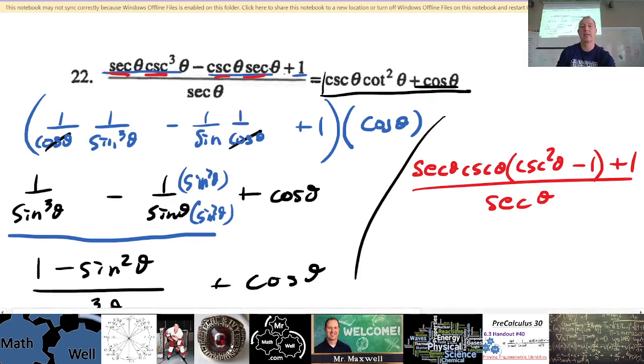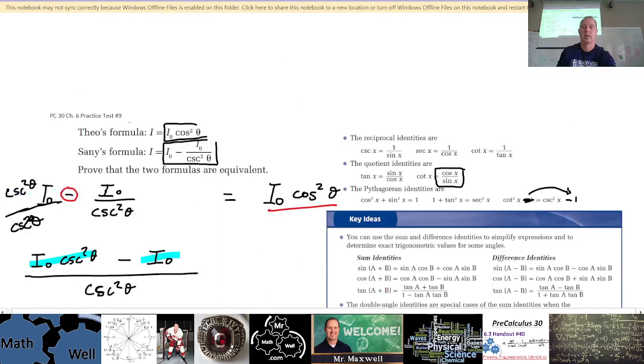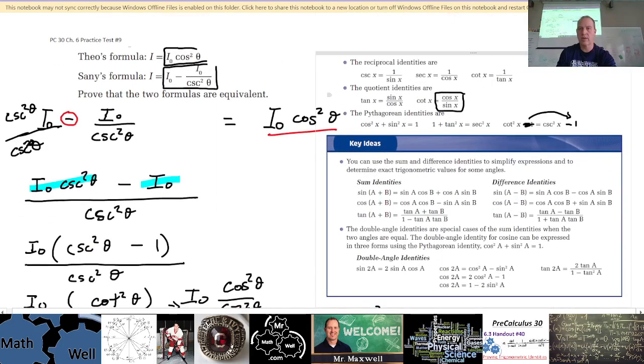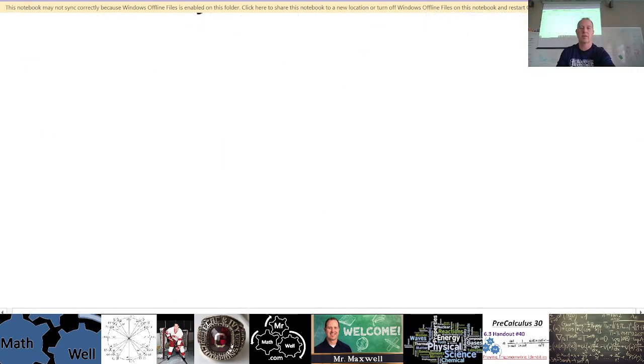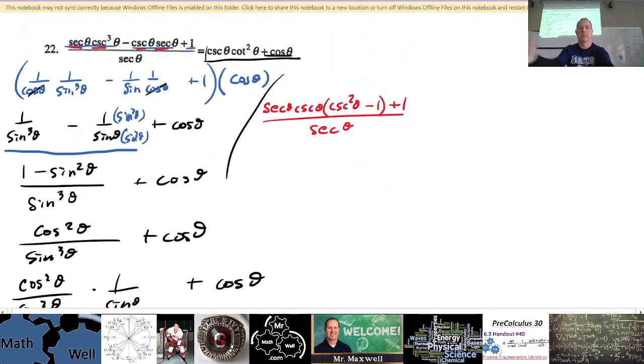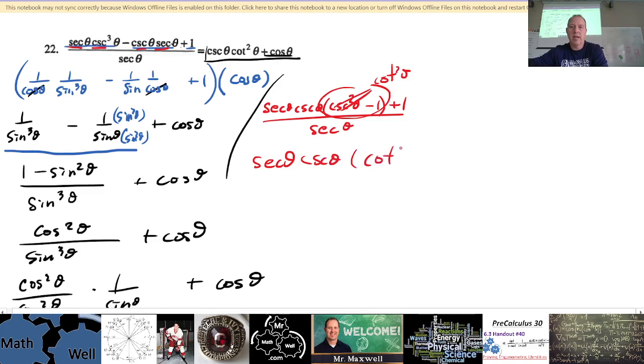And we might need to go back to our identities there, right? Cosecant squared theta minus 1, where is it? Oh, there's cosecant squared theta minus 1. That's cotan squared. You see from right here? But anyways, so cosecant squared minus 1 is cotan squared. So this right here is cotan squared. So I have secant theta, cosecant theta times cotan squared theta plus 1, all over secant theta.